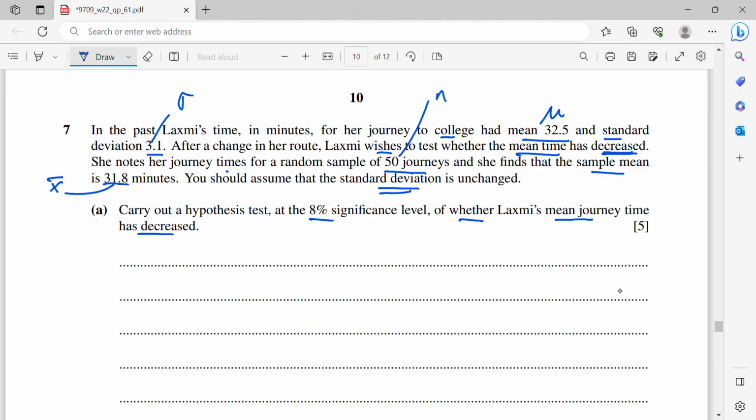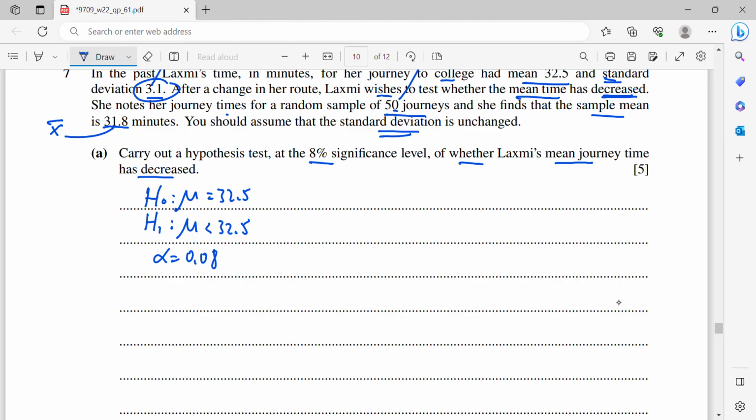Alright, so for this question, your H0 is mu equals 32.5. You are testing whether it has decreased, so H1 is mu less than 32.5. Then alpha is 0.08. Now, since your population standard deviation is given as 3.1, regardless of the n, the sample size, it will always be normally distributed.